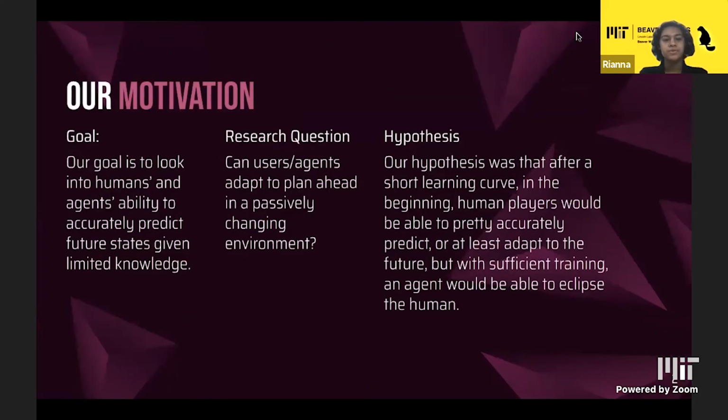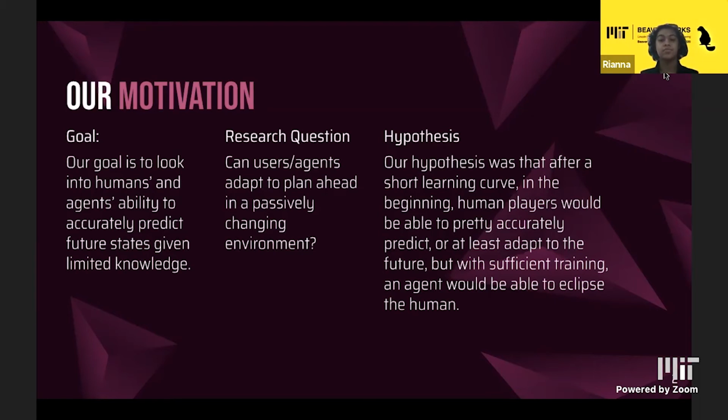So here's our motivation. First off, our goal. Our goal is to look into a human's and an agent's ability to accurately predict future states given limited knowledge. And this directly relates to our research question, which is, can users or an agent adapt to plan ahead in a passively changing environment?